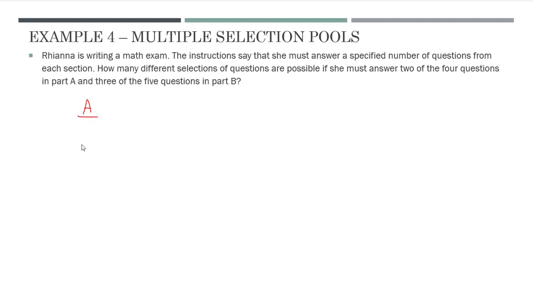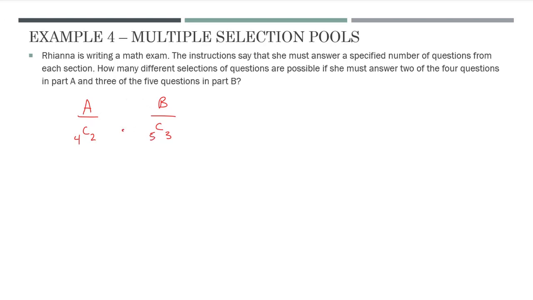So here we have 4 questions, and we need to choose 2 of them. We don't care what order they're in, so that's why it's a combination. And then for part B, well, we want to choose 3 questions out of 5. So 5 choose 3. Now again, we want to have any different combinations from A and B as well, so it's going to be multiplication.